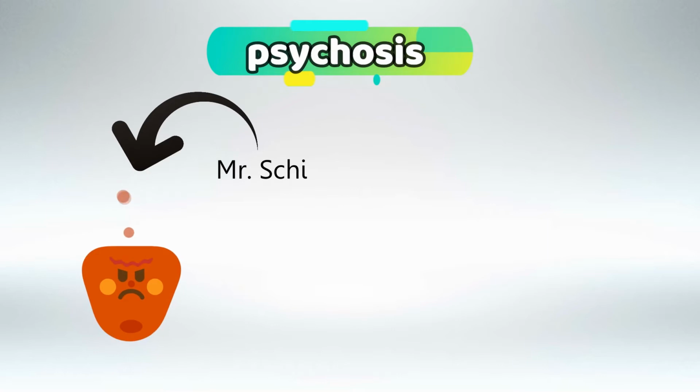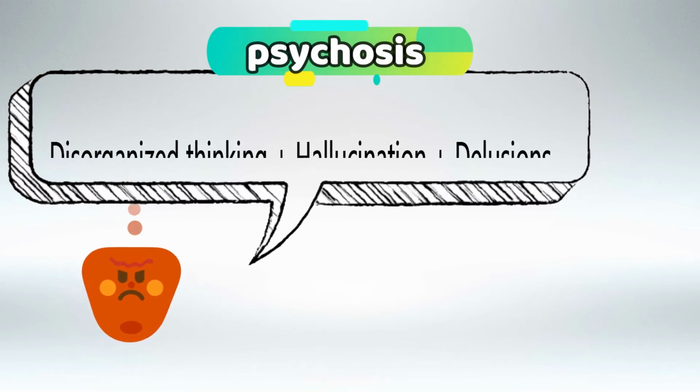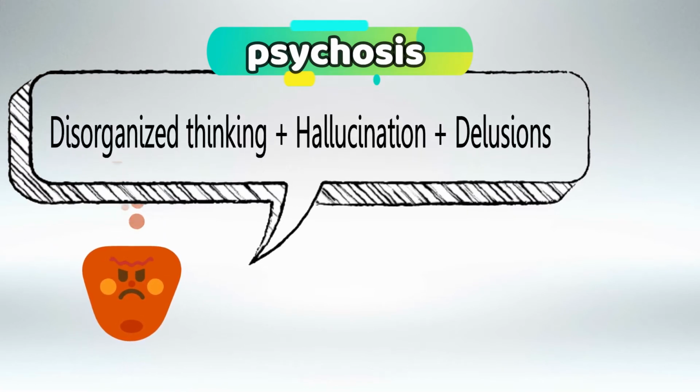First, we must understand what we mean by psychosis. So meet our friend Mr. Ski right here, and let's diagnose him with psychosis. We can call Mr. Ski a psychotic patient if he has disorganized thinking, hallucinations, and delusions.